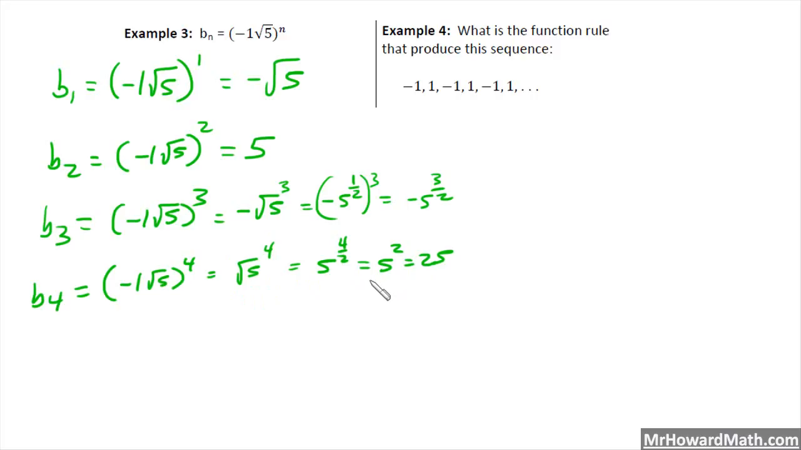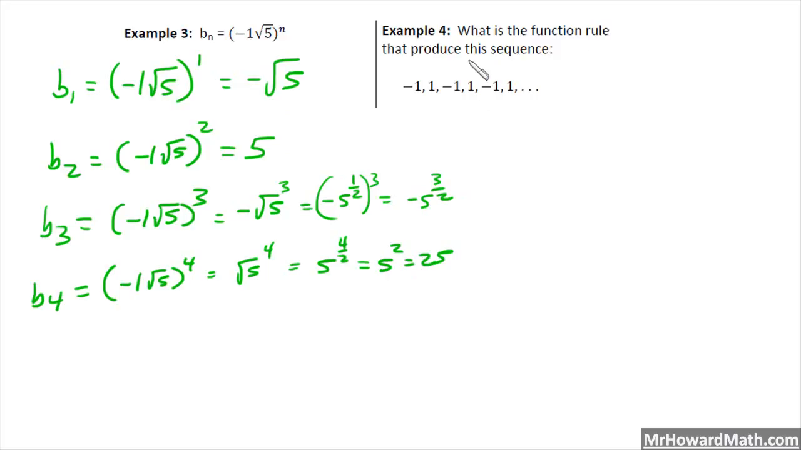So there are the first 4 terms, and notice we have an alternating sequence here with the numbers. Each successive term is the opposite sign of the prior one. So negative, positive, negative, positive.